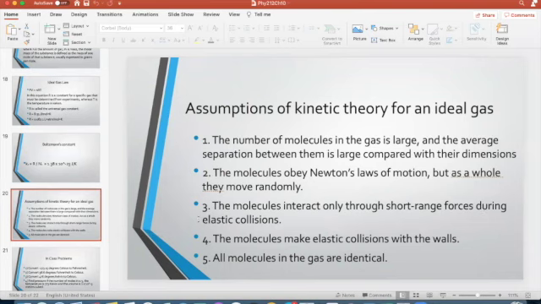So that's what we discussed in chapter 6, between elastic and inelastic collisions. Elastic means the molecules retain their shape, so there's no deformation of the particle once it bumps into another particle. Number four, the molecules make elastic collisions with the walls as well as each other. Number five, all molecules in the gas are identical. So you're not going to have a mixture of different gases. That's what the ideal gas theory states.